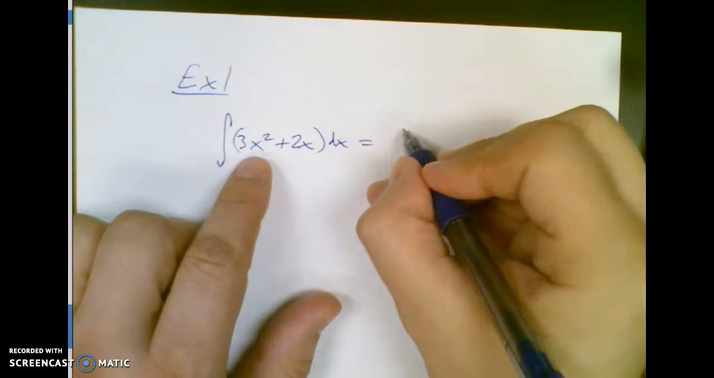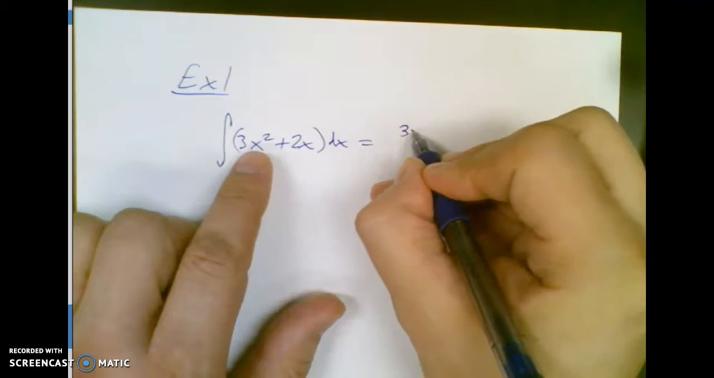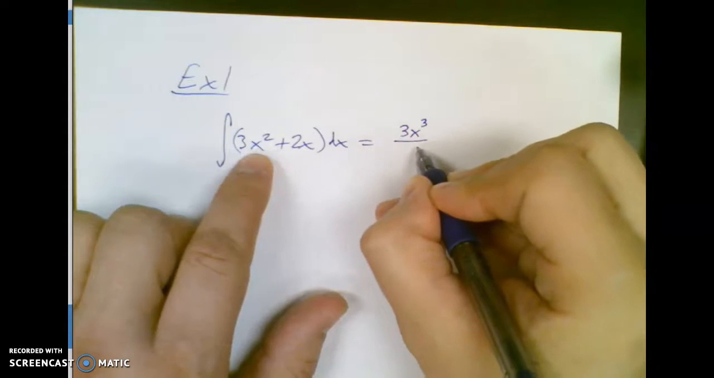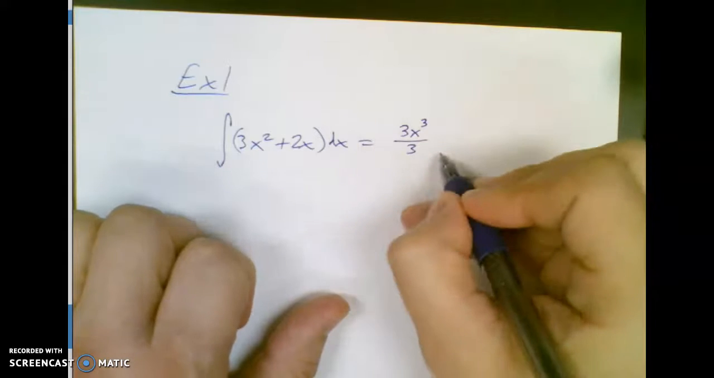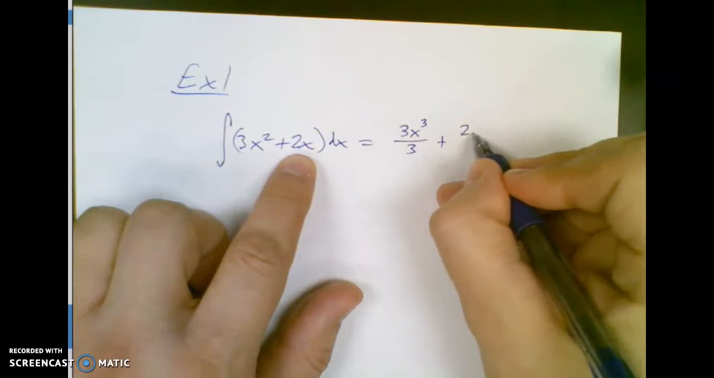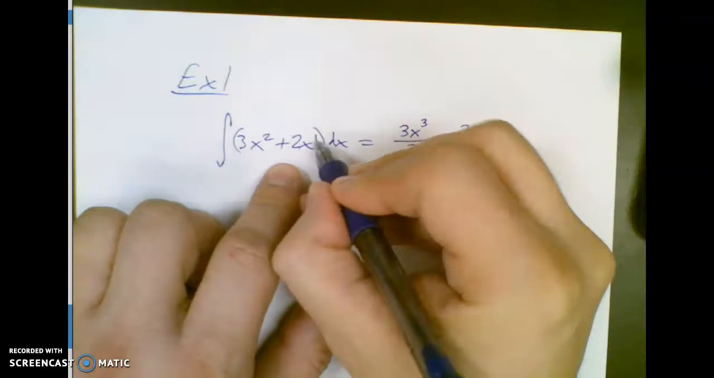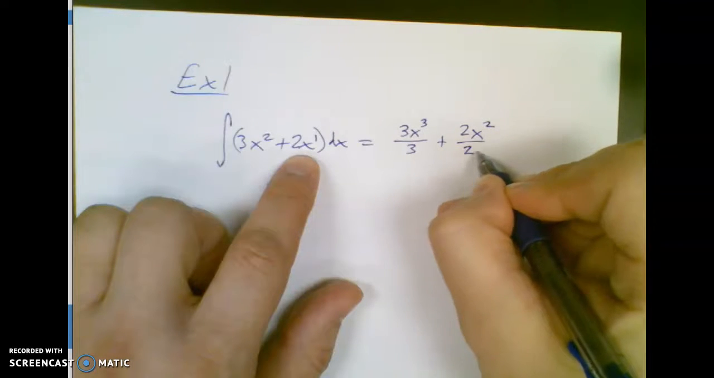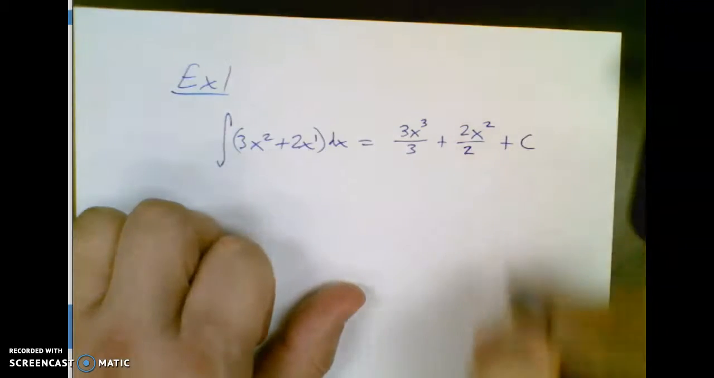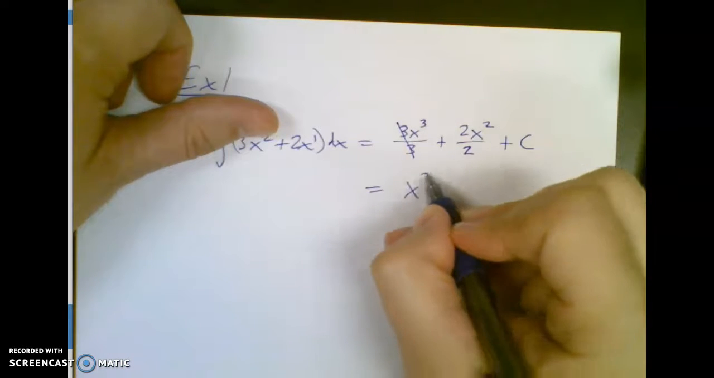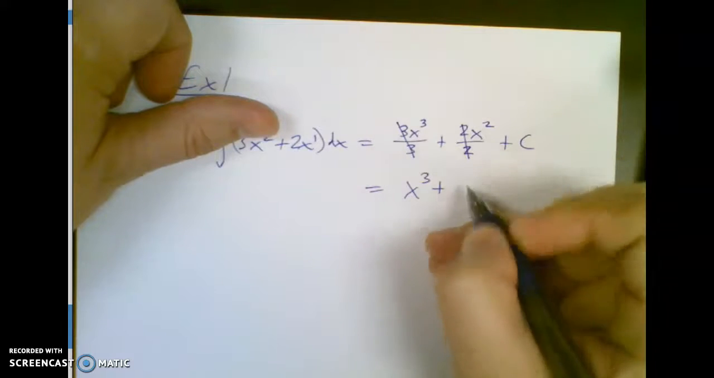Okay, so I'm going to take the old power up 1 and I'm going to divide by my new power, 3. And I'm going to take my, there's still a plus between them. I'm going to take my old power up 1. Now if you don't see it, there's a 1 there. I'm going to raise it up to a 2 and divide by the new exponent. And I'm going to put a plus c because I'm not a rookie. And then simplify your answer. The 3's cancel and the 2's cancel.